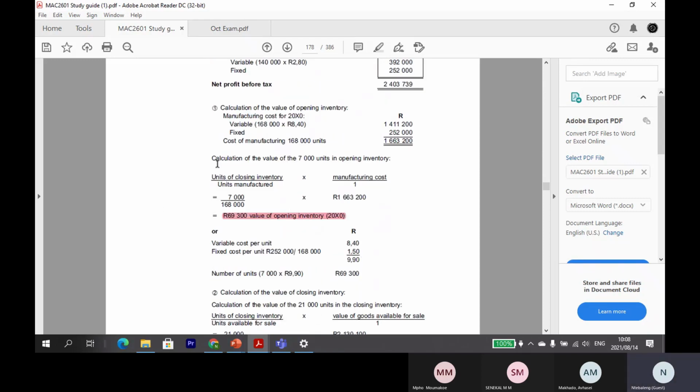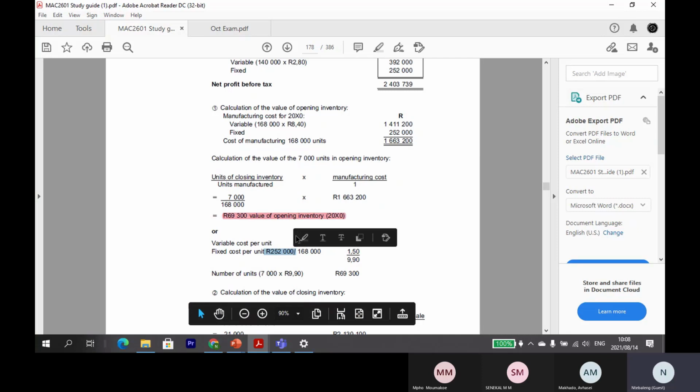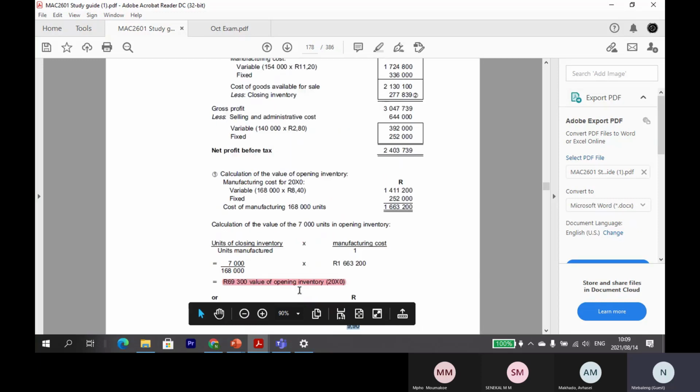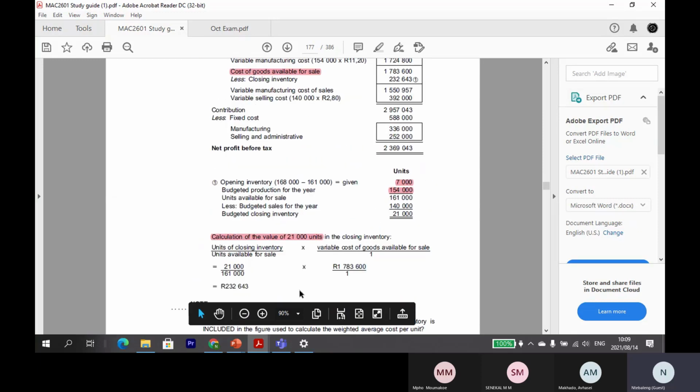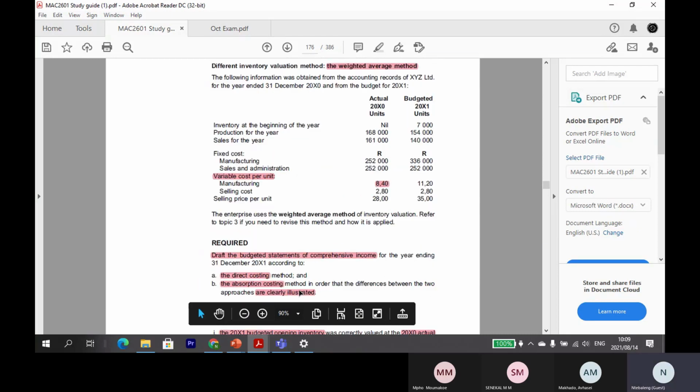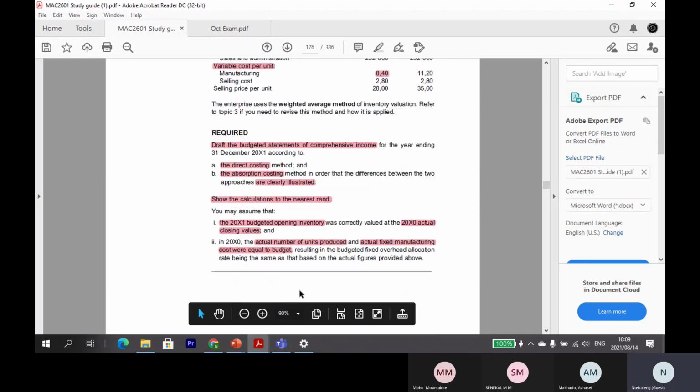So if you don't take this route, you can take the other route to say that I've got the variable cost per unit, which is the 8.40. What is my fixed cost per unit? So your fixed cost per unit, you take your 252, which is what you've been given, and you divide by the 168. Then you get your 990, you apply it against the 7,000. You choose which method works for you. Are we all together? I hope you are.